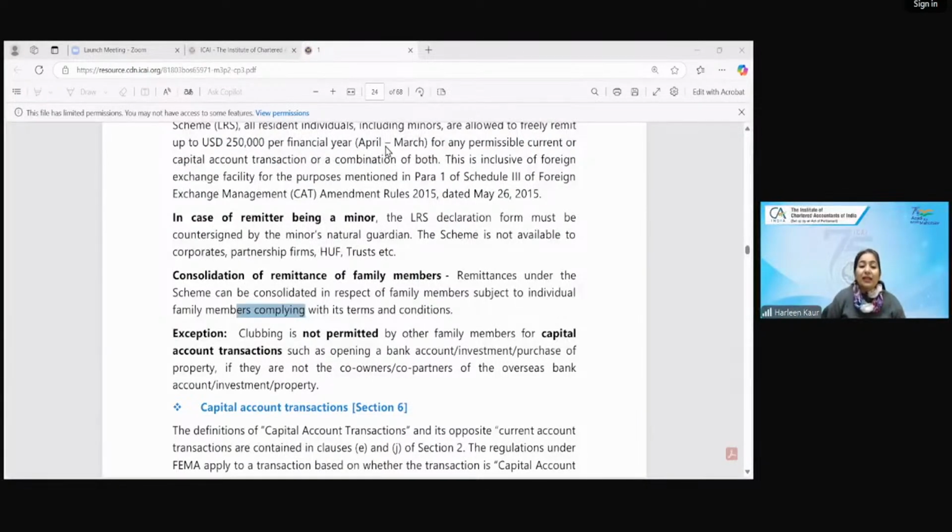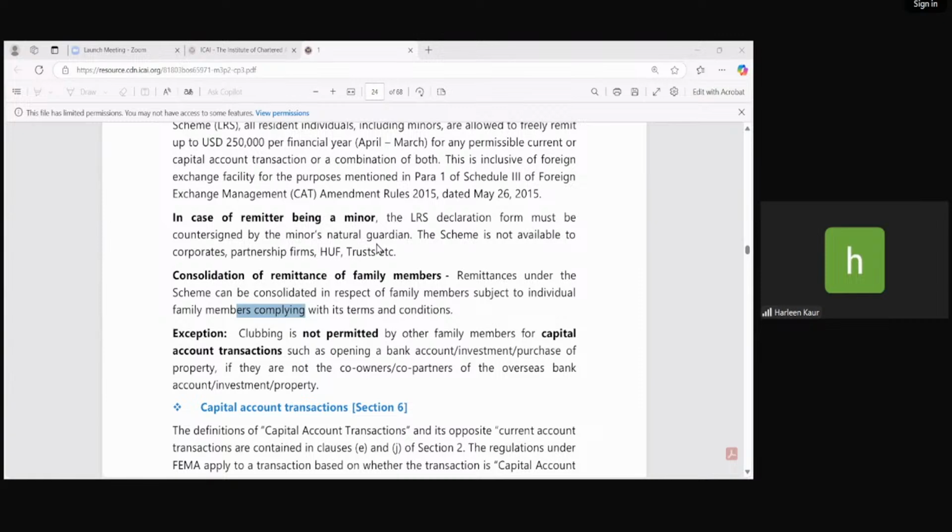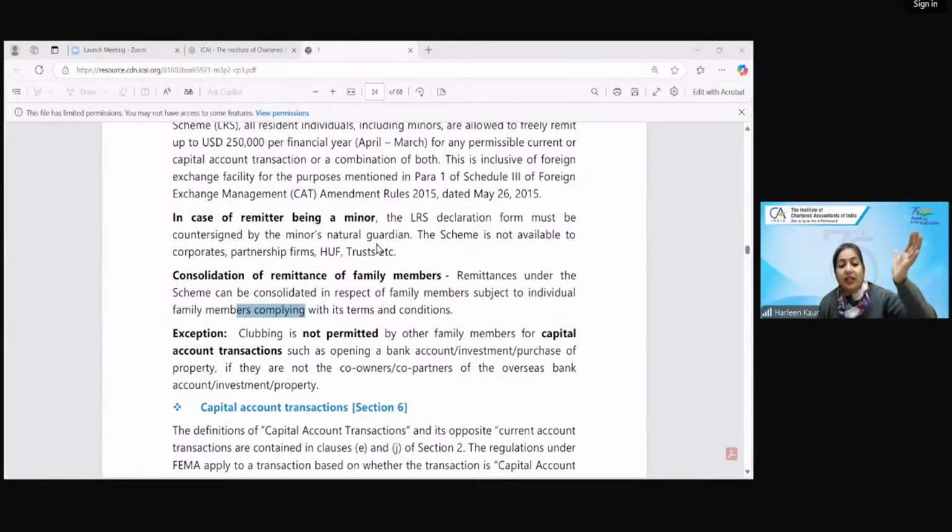The exception is that clubbing is not permitted for capital account transactions. It says otherwise consolidated family members' amounts can be applied for current account transactions, but for capital account transactions, clubbing is not permitted, means you cannot join the payments. You cannot say that together we are making the payments, such as bank account, investments, purchase of property, if they are not co-owners or co-partners of the overseas bank. So clubbing is not permitted by the other family members.